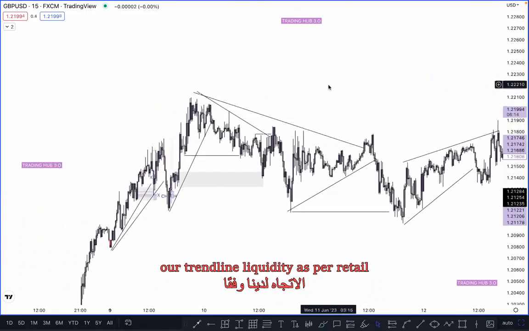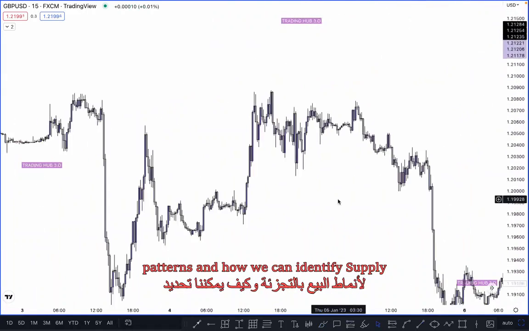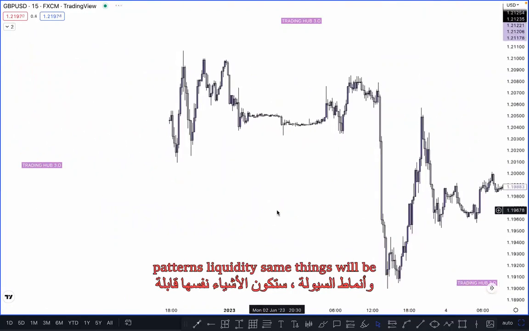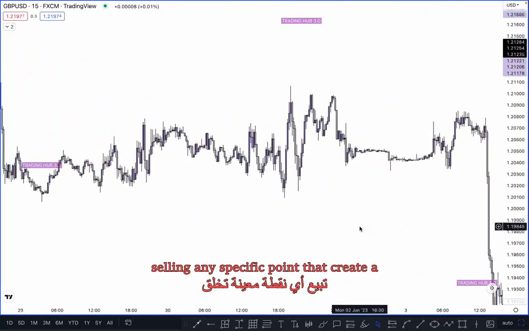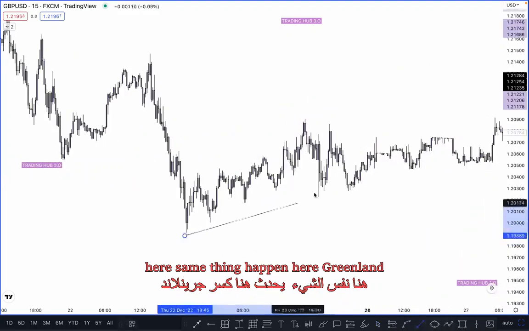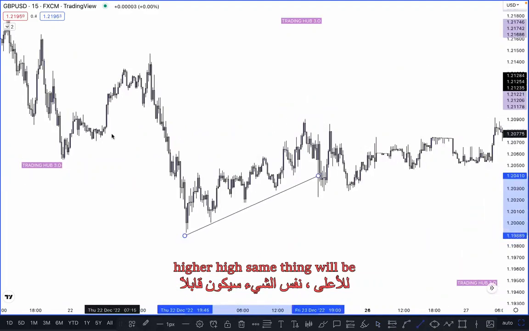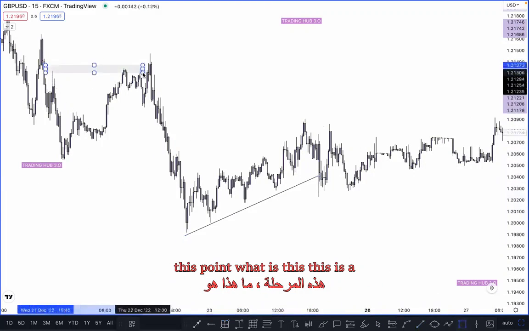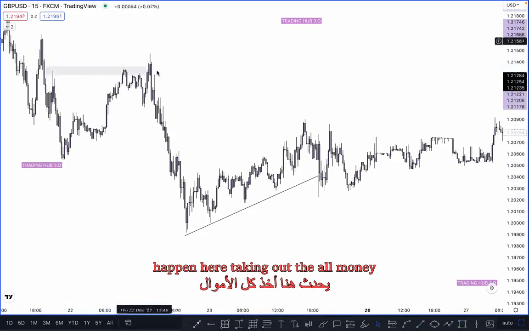So this is our trend line liquidity as per retail patterns, and how we can identify supply, demand, support, resistance and pattern liquidity. The same things apply there if you are buying or selling at any specific point that creates liquidity. As you can see here, the same thing happened here. The trend line broke, took out the liquidity and pushed to a higher high. As you can see at this point, what is this? This is a resistance, right? Supply. And then what happened here? It took out all the money and pushed downside.